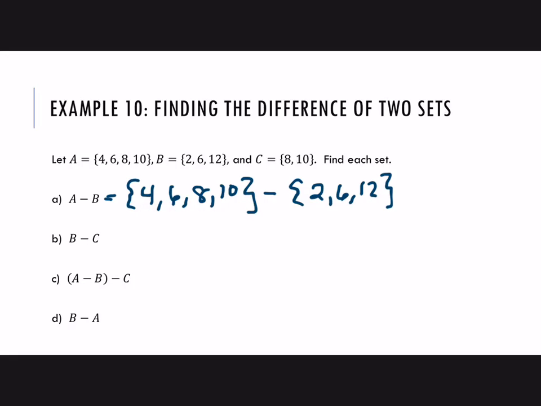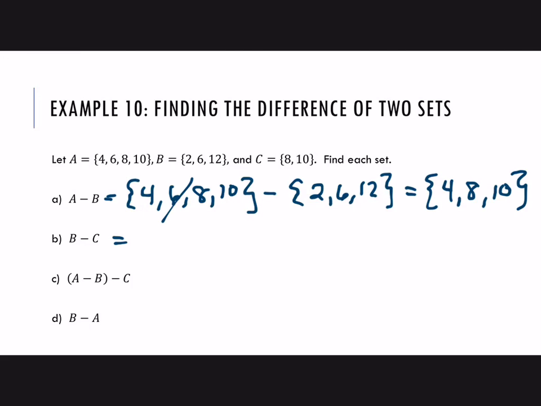Alright, well I don't have any 2s to cross off, but I don't want 6, and I don't have any 12s to cross off either. Right? So what I'm left with is 4, 8, and 10. These are elements that are in A, but not in B.